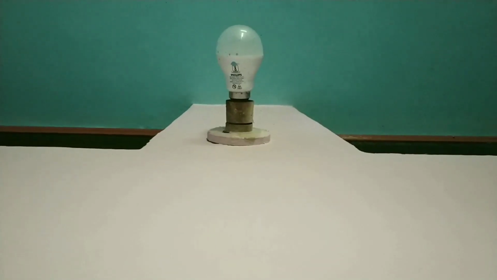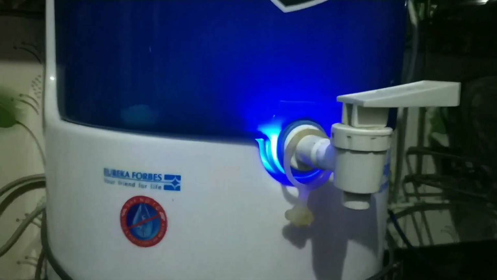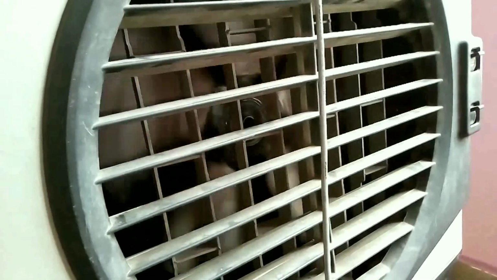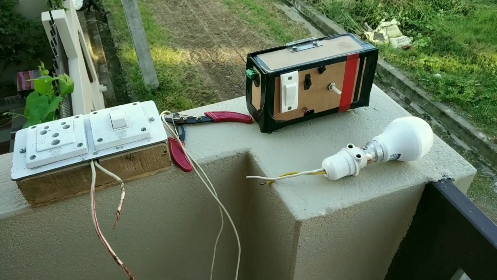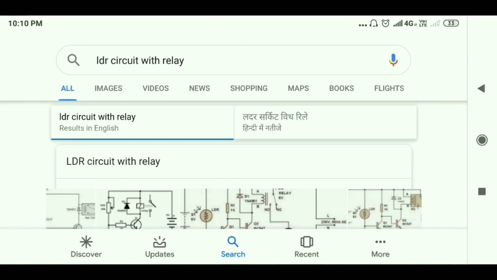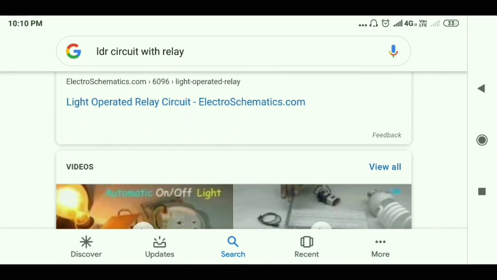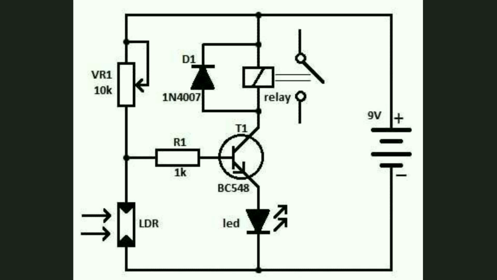Hello everyone. Wouldn't it be good if all of our electric systems automatically turned on or off without our intervention? Keeping that in mind, I made a simple automatic switching project which would turn the light outside your home on at night and off in the morning. I started with the schematic available online and assembled all the components on the prototype board and tested the system.